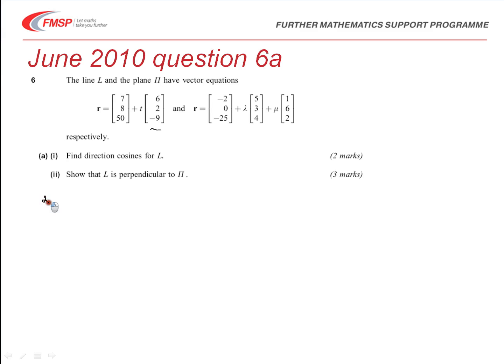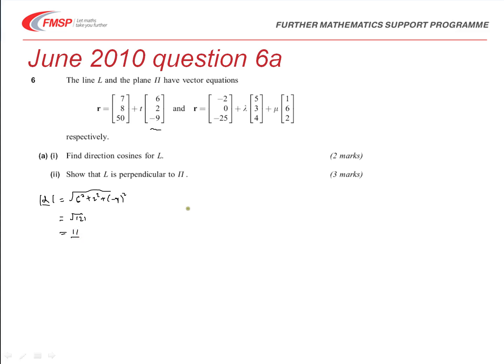And we can see that the length of this direction vector is given by the square root of 6 squared plus 2 squared plus negative 9 squared, which will give us a result of 81, 85 plus another 36 makes 121, and the root of 121 is fairly obviously 11.